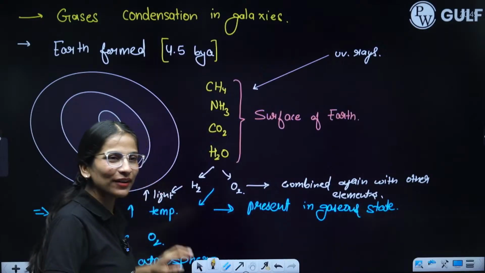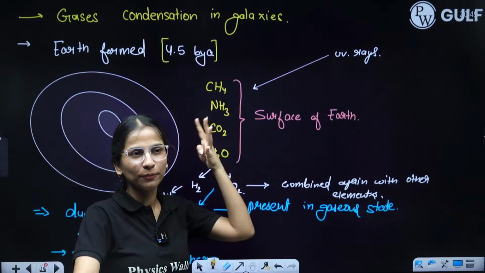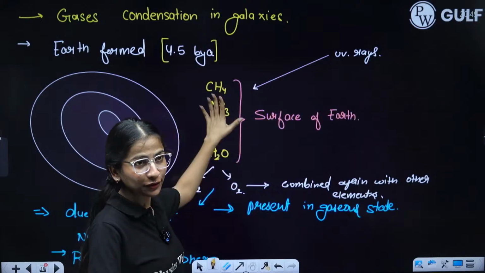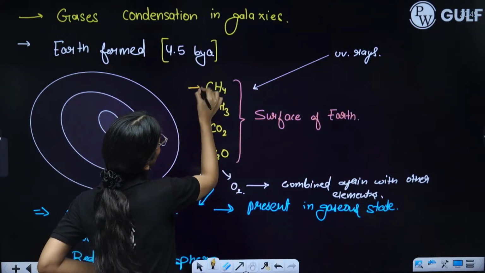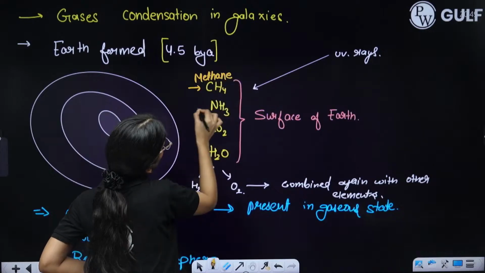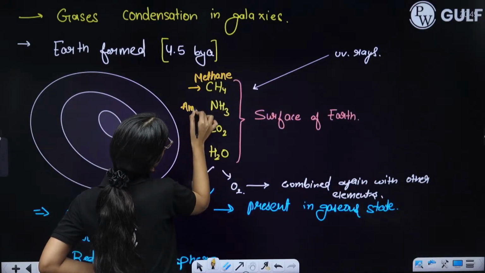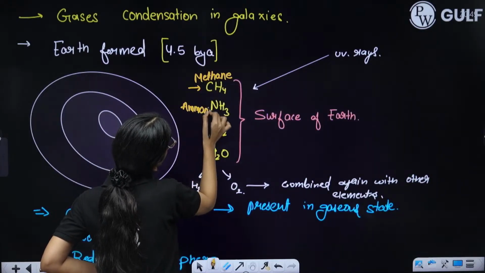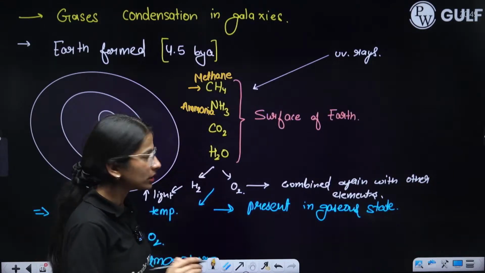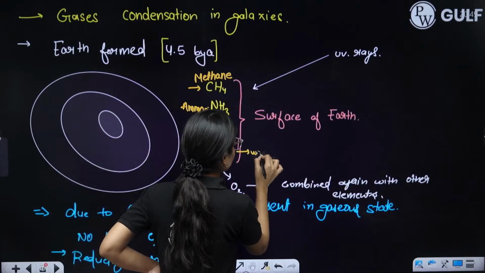Okay, so when all of this was happening, 4 or 5 main elements were present which started life. Here we have methane. Methane was present in our environment. Apart from that, ammonia. Apart from that, we have carbon dioxide and water in the form of water vapor.